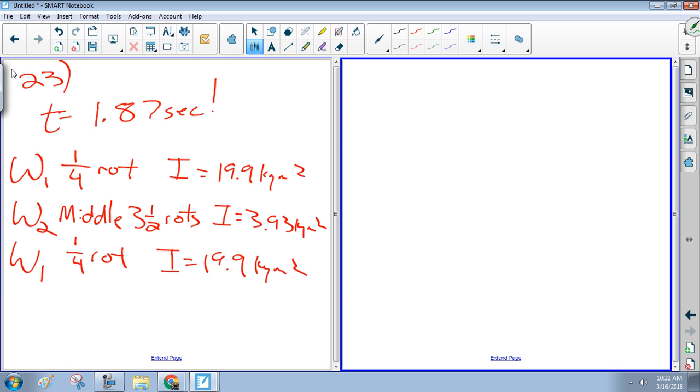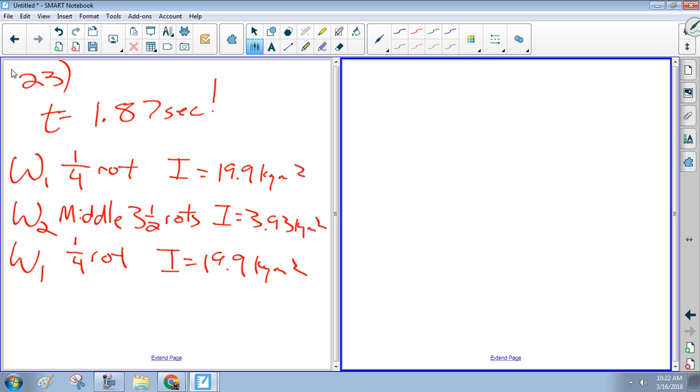Okay, so we're not worried about the acceleration during those two spikes. We're assuming that's instantaneous. Okay, so let's do this. We know that our total time has got to be 1.87 seconds, right? So how can I write the time for one chunk?